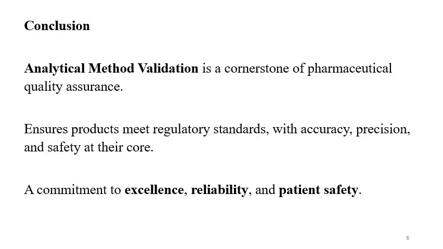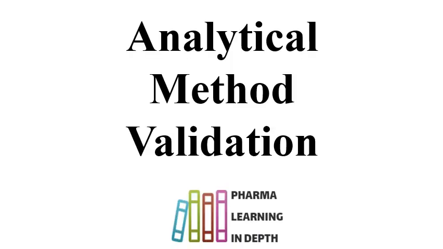So as we have seen the parameters for analytical method validation, AMV is a very critical and important phase in the pharmaceutical product life cycle and is a cornerstone of pharmaceutical quality assurance. It ensures products meet regulatory standards with accuracy, precision, and safety at their core. AMV provides confidence that the analytical method will give precise and correct results. It provides a commitment to excellence, reliability, and patient safety. So this is the information regarding analytical method validation and the validation parameters.